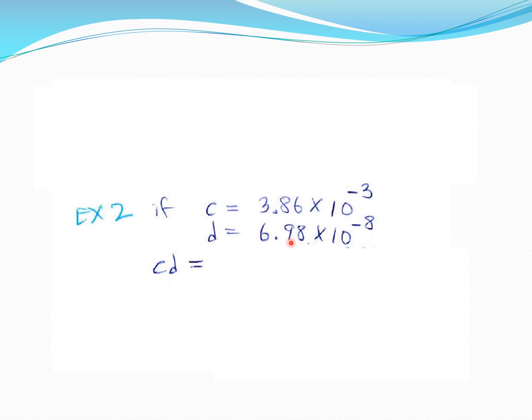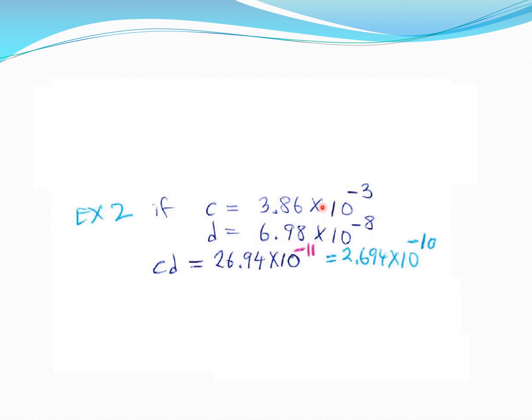Example 2, again, two similar numbers in scientific form. C times D, multiply the coefficient bit. So 3.86 by 6.98 by 10, and now you're adding two powers there because you're multiplying. That's 10 to the minus 11. So it's 26.96 by 10 to the minus 11. Or you can view it as 3.86 multiplied by 6.98.